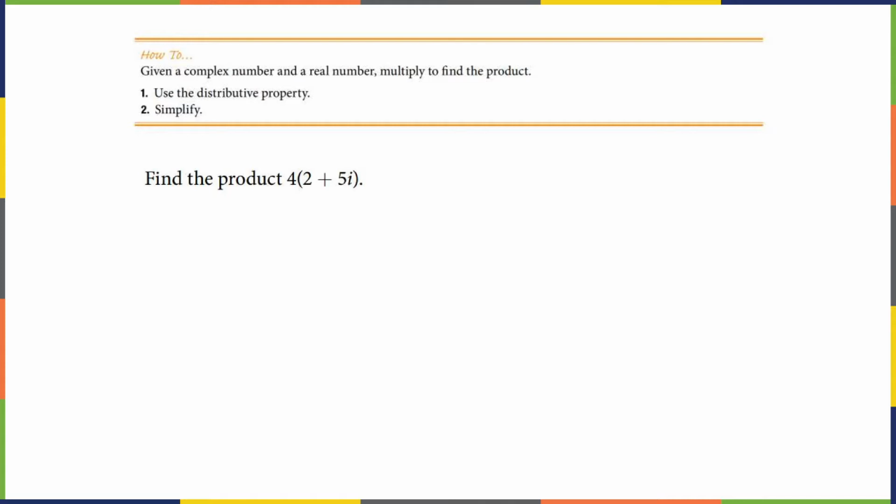So here, if I were to multiply through by 4, I'm going to do 4 times 2 is 8, and 4 times 5i is 20i. So this comes out to be 8 plus 20i. Simple enough.